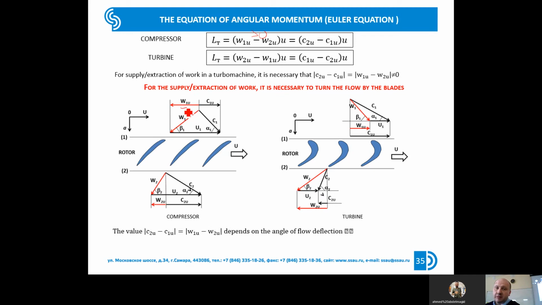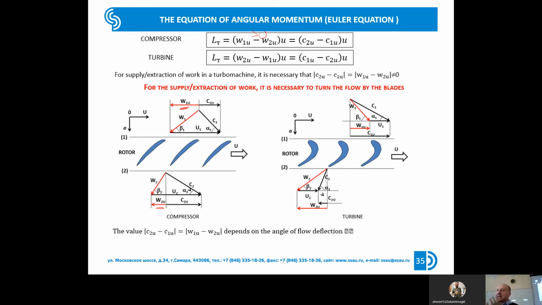If W12 is not equal to W22, it means that the vector of W will be turned. In other words, to create an energy exchange between the blades and the flow, we need to turn the flow. We need to change the direction of the flow inside the blades.